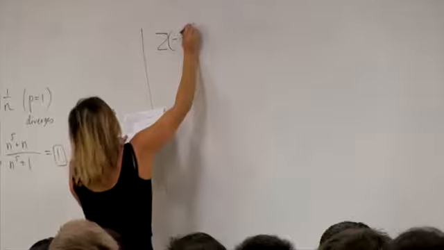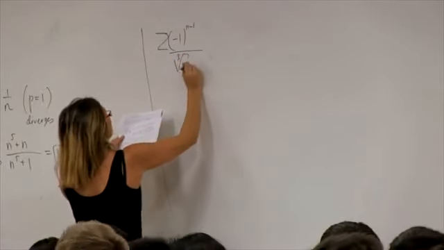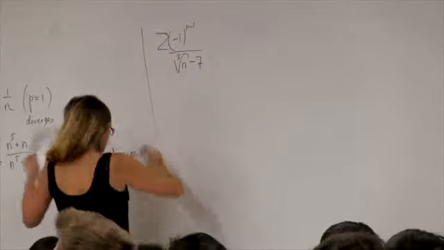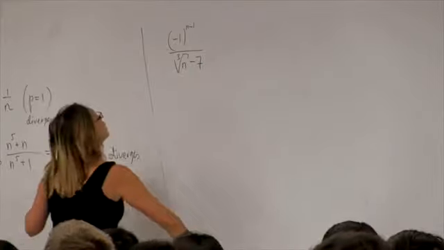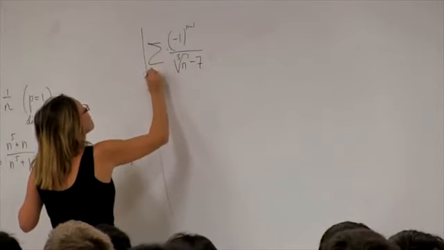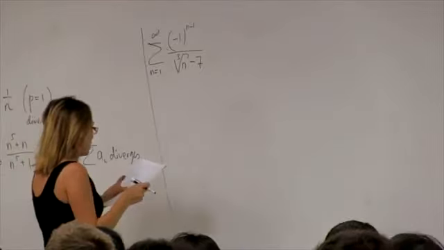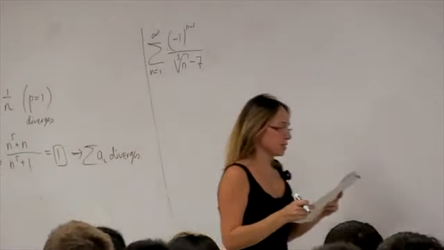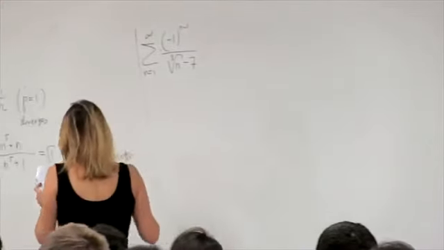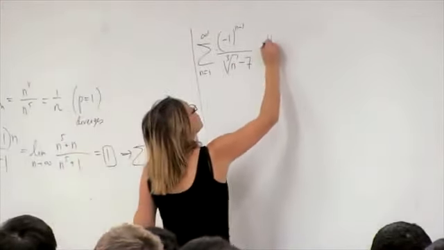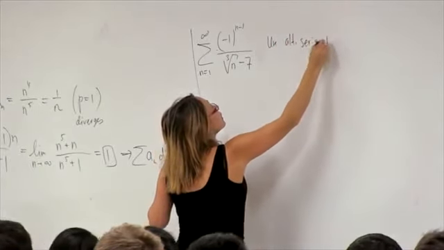Minus 1 to the n minus 1, cube root of n minus 7. Some ugly formula. Okay. So I want to use the alternating series test for this one.